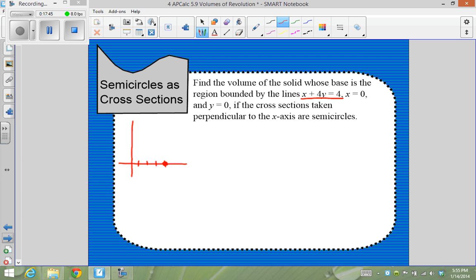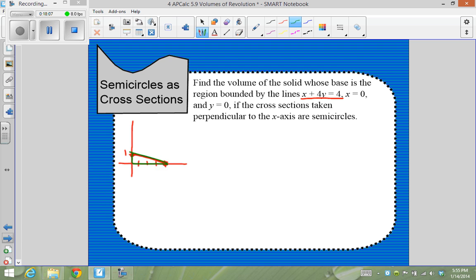To find your y-intercept, you cover up x, and so your y is 1. And so your line comes down like that. And so I have this nice little triangle here. Let me draw that triangle in a little bit different color so you can see better. Okay, so there's my triangle right there.